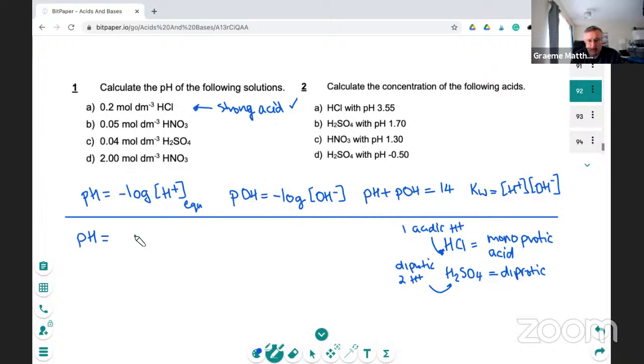But anyway, look, if I just do question 1, pH is minus the log of the H plus concentration, which is going to be minus the log of 0.2.